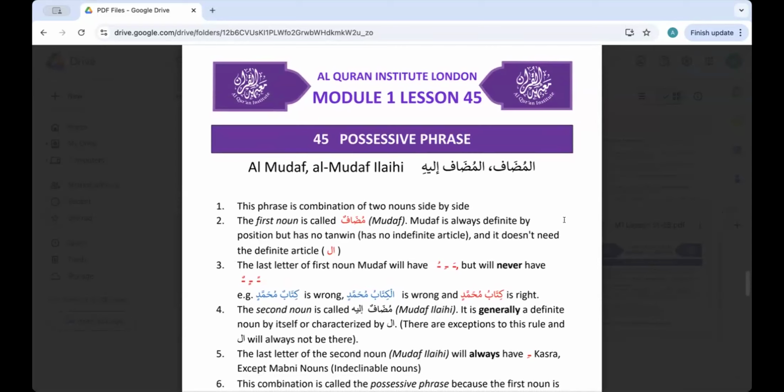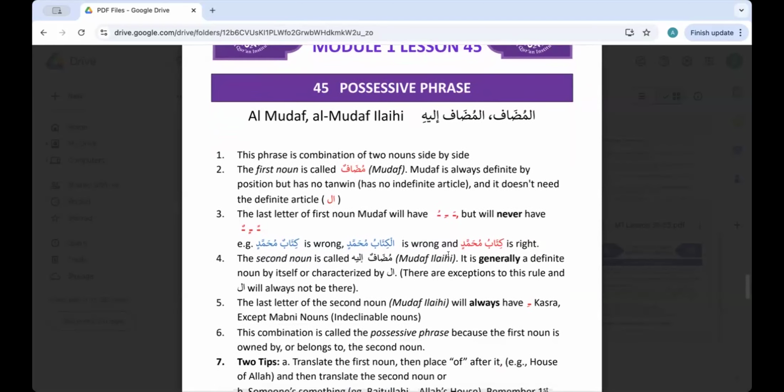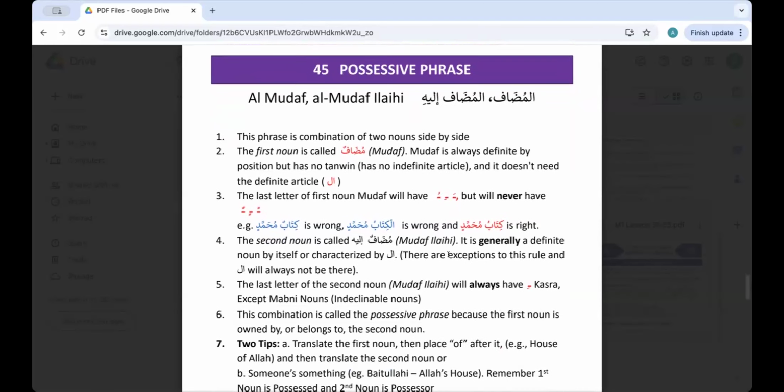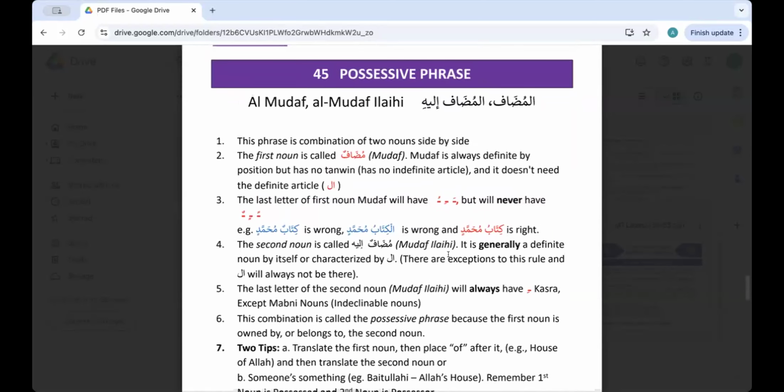So Alhamdulillah, today's session is on possessive phrase, lesson 45, and we are going to discuss mudaf ilayhi. I'm sure many of you know this or have probably heard of it. I'm going to go through it and then ask you questions to see if you have understood. When we learned about phrases, you came across the term mudaf ilayhi. The mudaf, mudaf ilayhi.